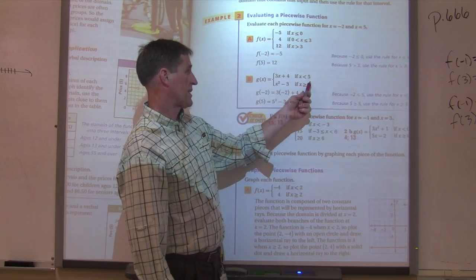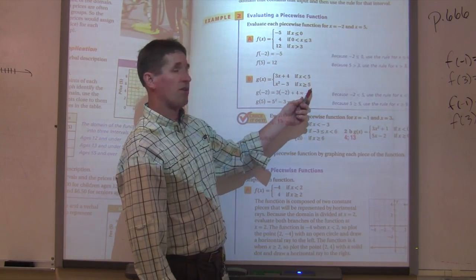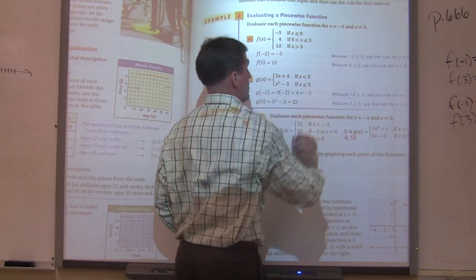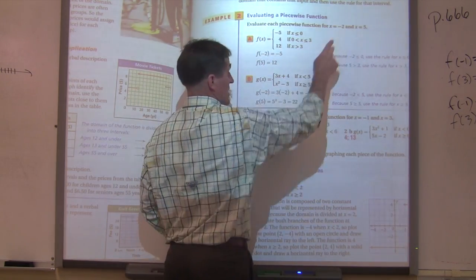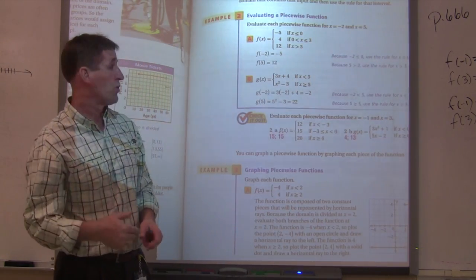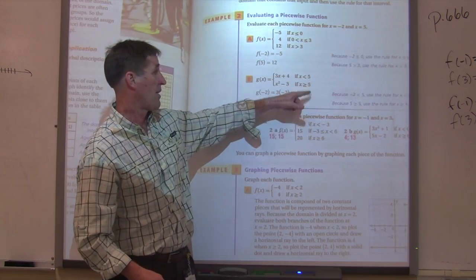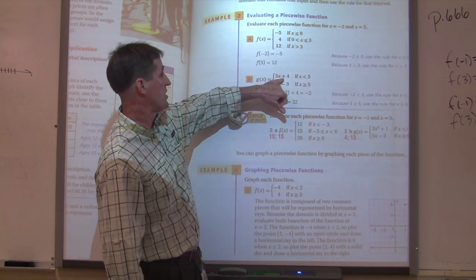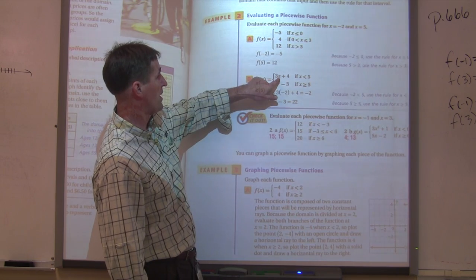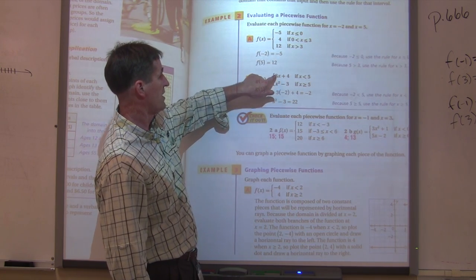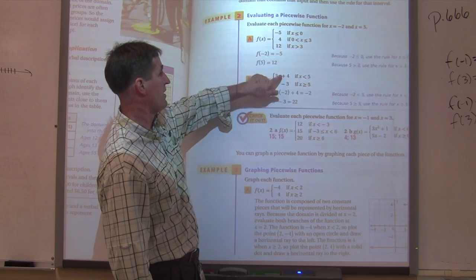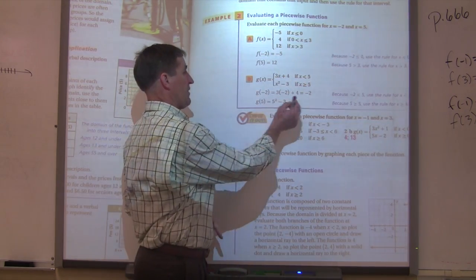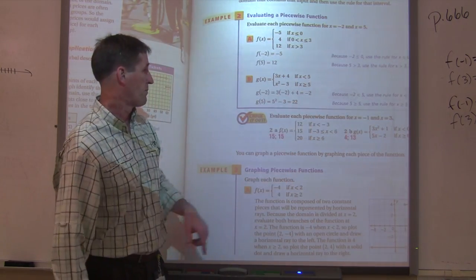So here's a more typical one where you have 2 rules. One for if x is less than 5 and one for if x is greater than or equal to 5. And so what you do, again, we're going to use these same values for x. So x equals -2, and you decide which rule it goes into. Is it less than 5 or greater than or equal to 5? Well, -2 is less than 5, so I use this rule. So that tells us to plug -2 in here for x. 3 times -2 is -6, plus 4 is -2. So g of -2 is -2.